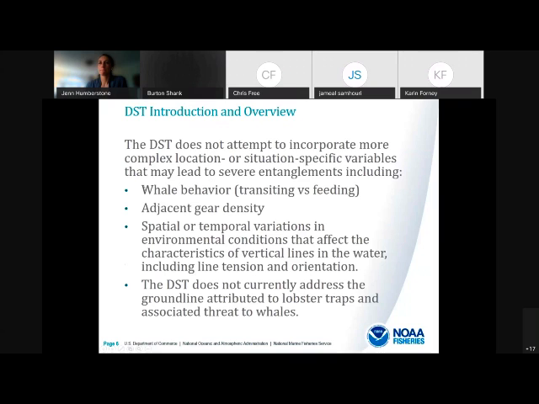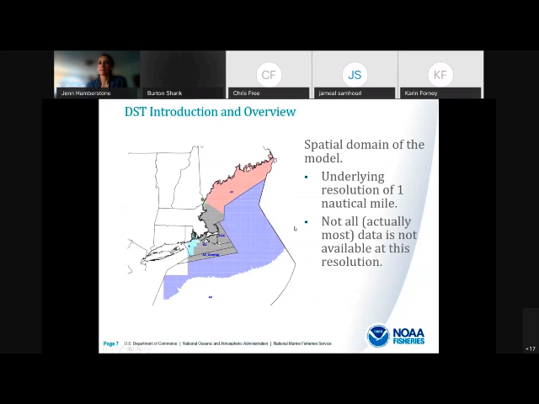We don't have whale behavior, or we don't include information on adjacent gear density, because you may get entangled and then drag that gear into adjacent gear, which then complicates the entanglement. Spatial temporal variations, environmental conditions, which is where you have slack lines versus lines under tension. And we're not addressing ground line between the traps and the lobster traps that's associated with threat to the whales. So this is just the vertical lines in the water that we're looking at with this.